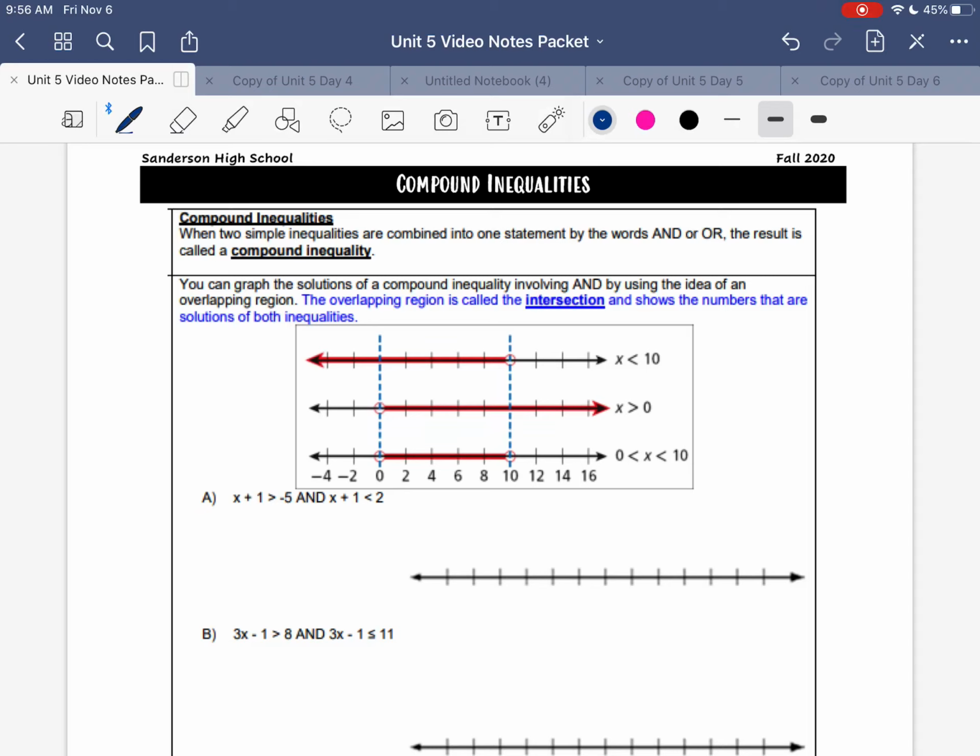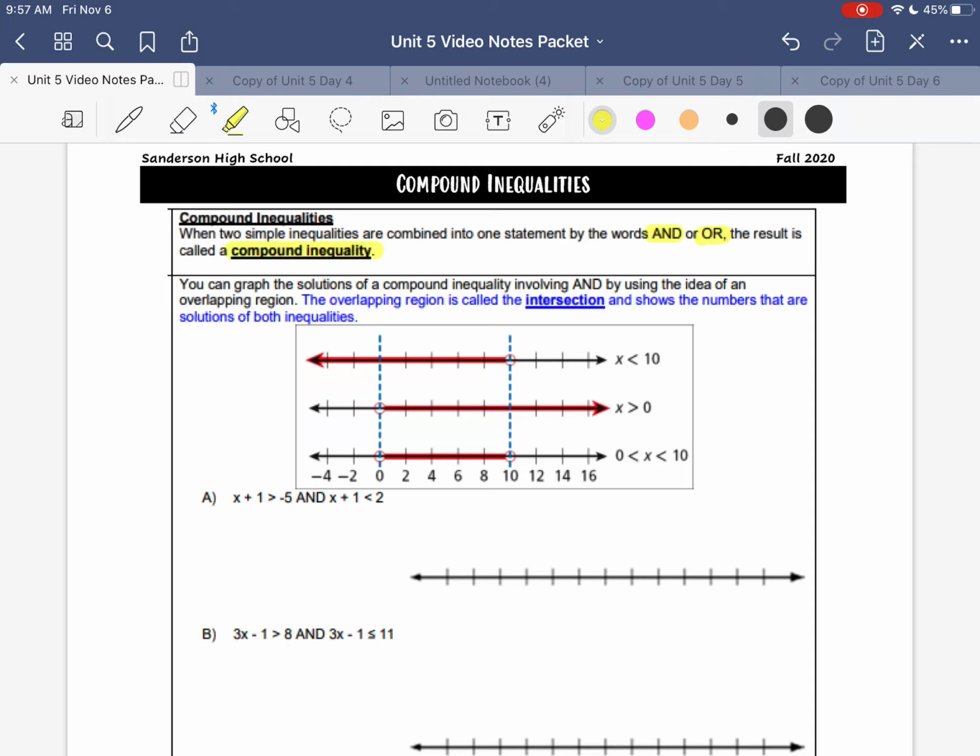For today's video, we're going to use what we learned yesterday and build on it. Yesterday we looked at inequalities and today we're going to look at compound inequalities. A compound inequality is when we take two simple inequalities and combine them into one statement using words like "and" or "or", and we call that a compound inequality.